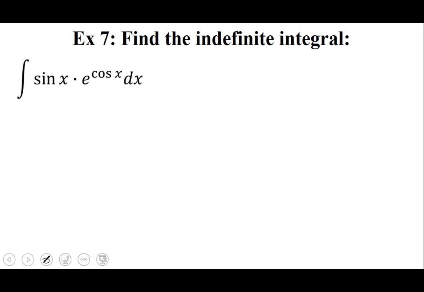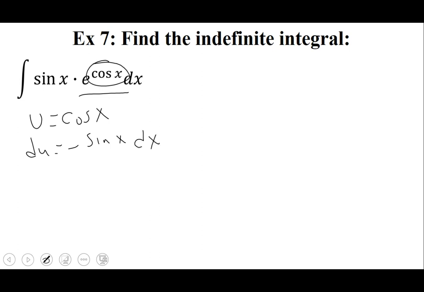Okay, number 7, again, changing it up a little bit here. We've got some sines and we've got some cosines, but for now, we're going to focus on where the e is, and we're going to focus on our u being whatever is up in the exponent. So in this case, u would be equal to the cosine of x. Use your green sheet on the derivative side. The derivative of the cosine of x is the negative sine of x, and don't forget the dx, which would mean that dx is equal to du over negative sine of x.